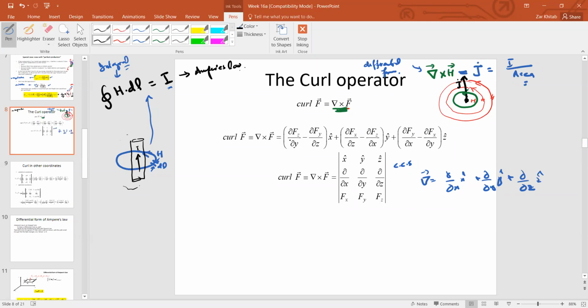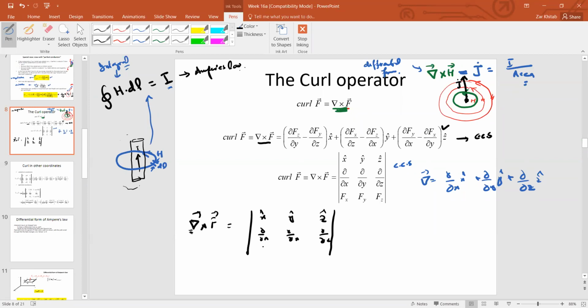So the curl of a vector F in the Cartesian coordinate system is this much. And how do you calculate the curl of a vector? You go through the determinant of a matrix method. You first draw the unit vectors. You first put the unit vectors in the first row, and in the second row, you put the components of the del operator.